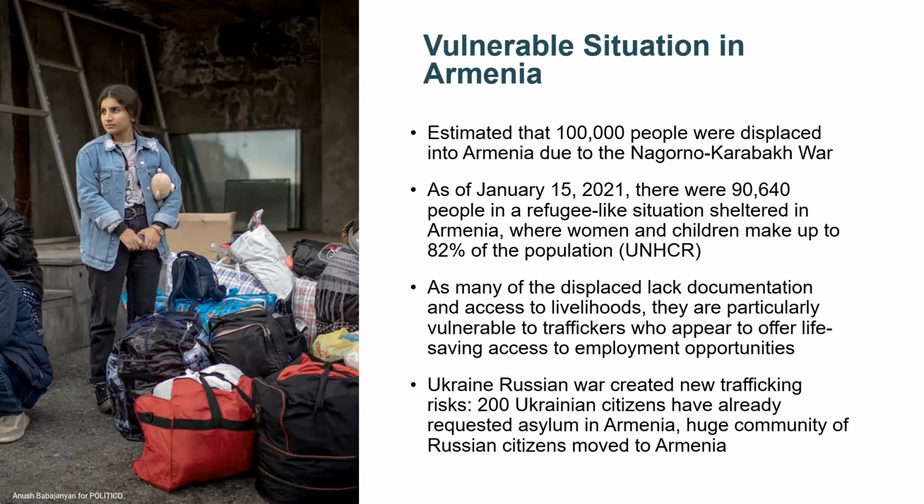The official information from the Migration Service, also shared with UNHCR, is that 90,640 people in refugee-like situations sheltered in Armenia, and most of them, 82%, were women and children. There was also information on the proportion of people with special health needs and health difficulties who were also affected by the war. This is very important to know.